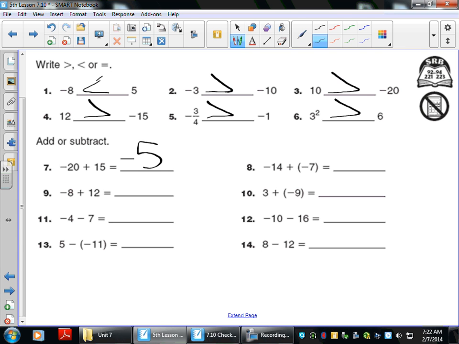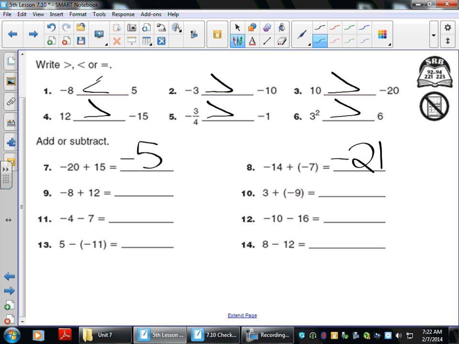Another one, I have -14 plus -7. Same situation. I owe you 14. Now I owe you another 7, so I owe you more. So I would owe you, in this case, 21. Everyone should see how that works.